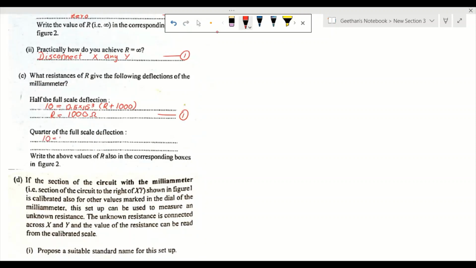Then 10 equals 0.25 into 10 to the power minus 3, into R plus 1000. So for simplifying that, you get 30,000.